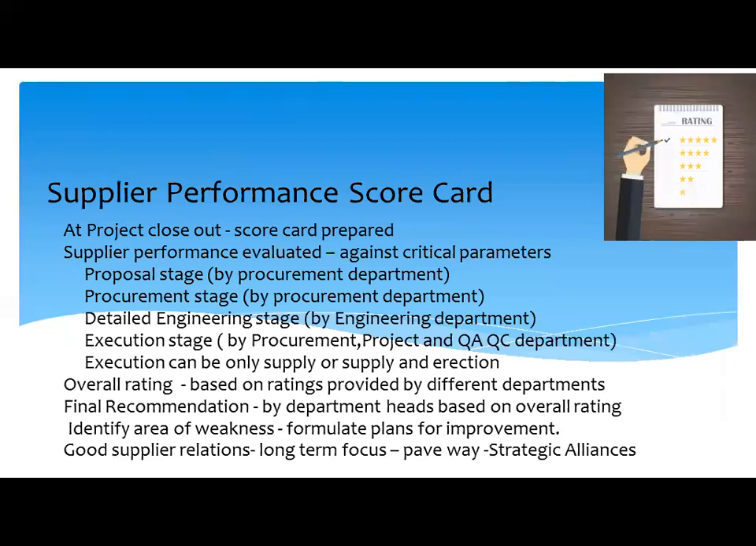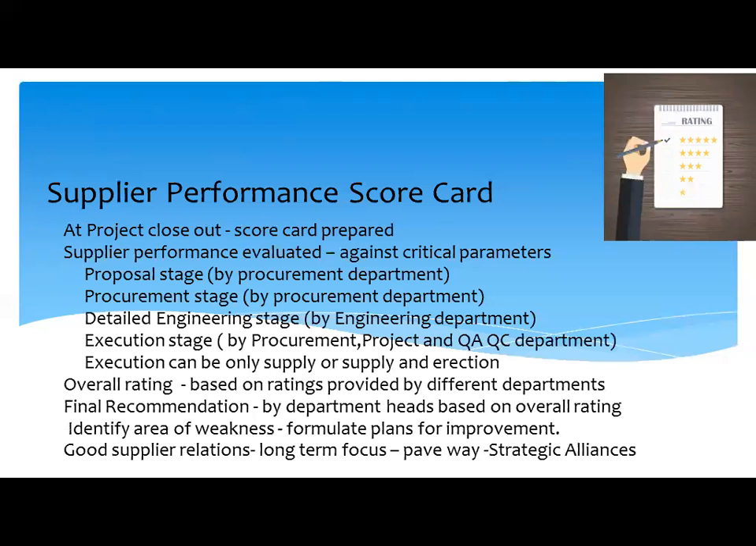Supplier performance scorecard. Supplier performance scorecard is a document prepared normally at the time of project closeout for strategic and bottleneck suppliers. This document will give a correct picture of how the supplier had performed during execution of the project and will highlight areas of strength and weakness. This document evaluates a supplier against critical parameters right from tender stage or tender support stage to warranty management stage.